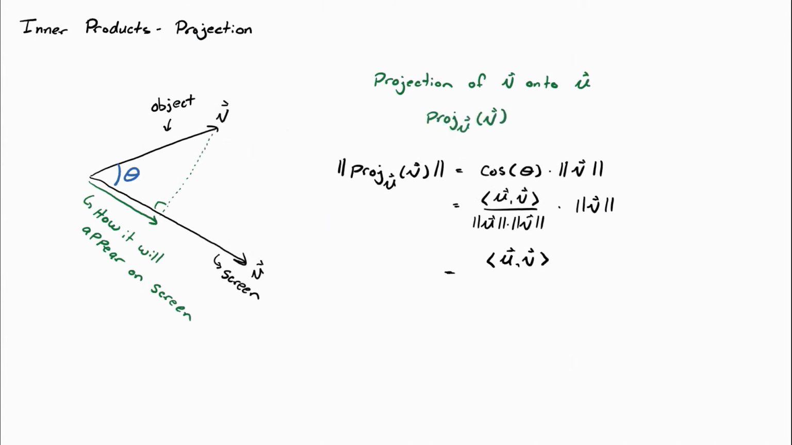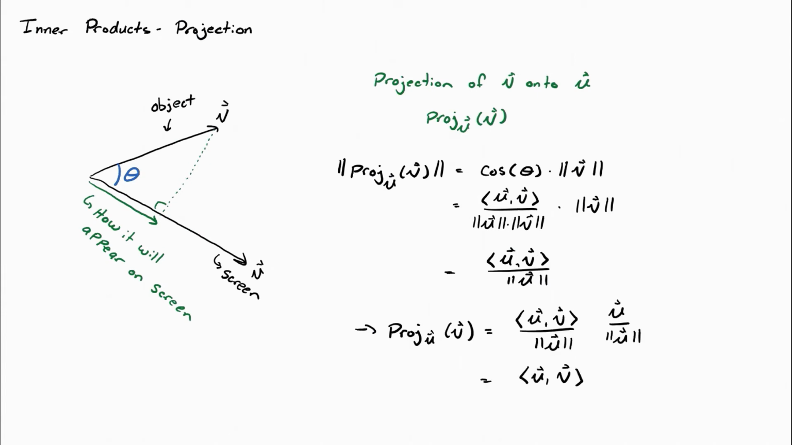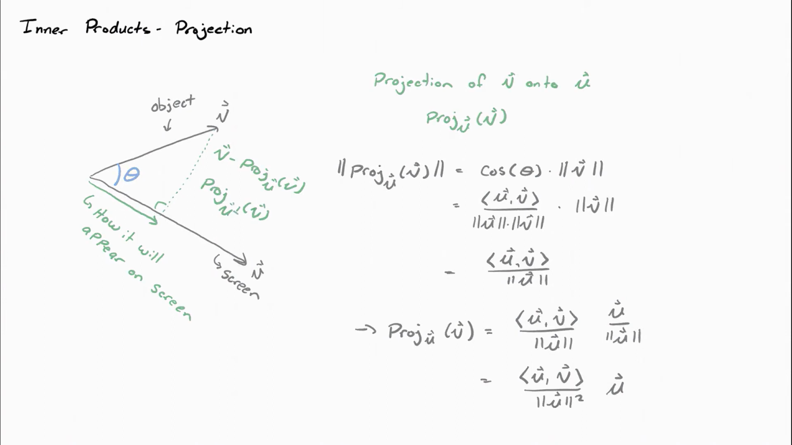Cancel the norm of v and we are left with this. To get the actual vector, take the length and multiply by a unit vector in the direction of u. This gives our final formula for the projection of v onto u. This green dashed line is the orthogonal projection of v onto u. You can compute it by taking v minus the projection of v onto u. Sometimes we call this the projection of v onto u perp.